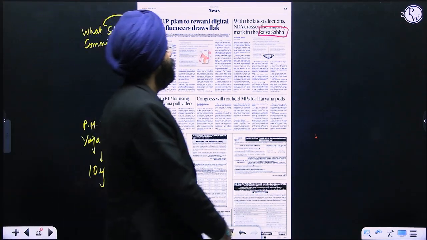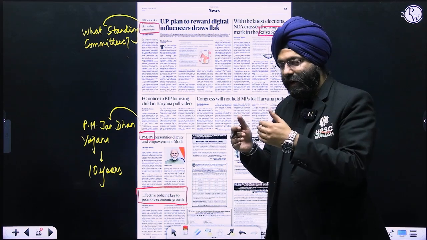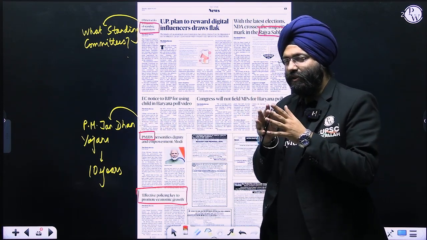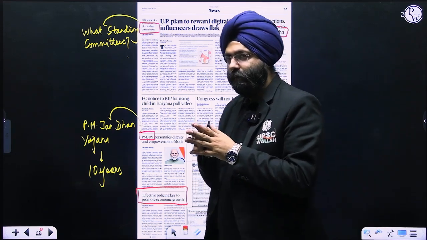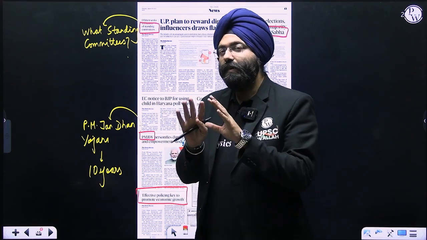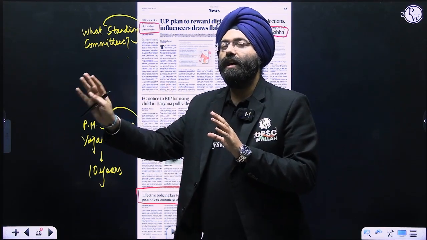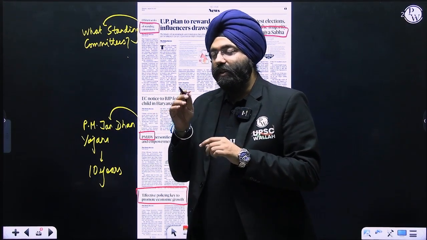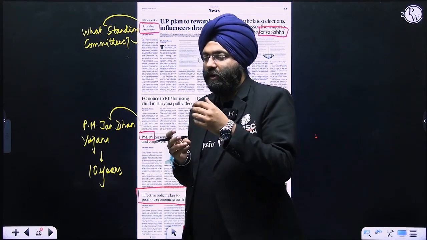Again, we see Pradhan Mantri Jan Dhan Yojana. Now this year marks the 10th anniversary of this. You realize in GS Paper 2, there are schemes and issues related to them. So by default, because it is marking an anniversary, in the paper it can be asked: critically examine the performance of Pradhan Mantri Jan Dhan Yojana. You should be knowing the components. You should be knowing what the performance has been.